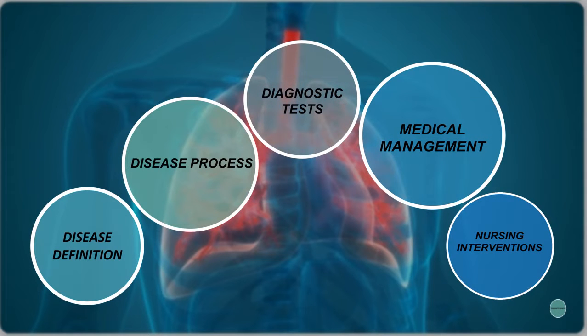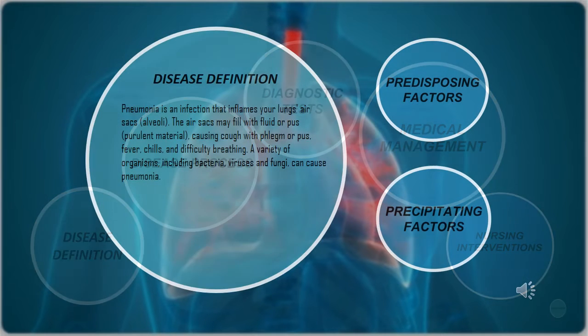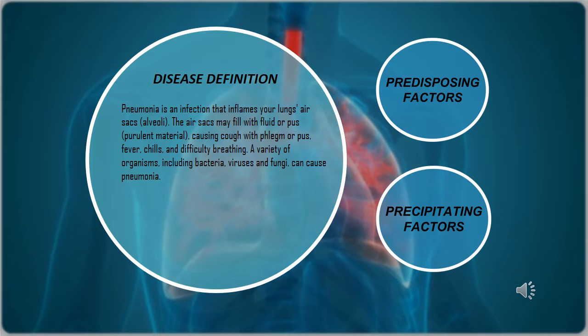In our presentation, we will be discussing the disease definition, disease process, diagnostic tests, medical management, and nursing interventions. Pneumonia is an infection that inflames your lungs' air sacs or alveoli. The air sacs may be filled with fluid or pus or purulent material, causing cough with phlegm or pus, fever, chills, and difficulty breathing. A variety of organisms including bacteria, viruses, and fungi can cause pneumonia.